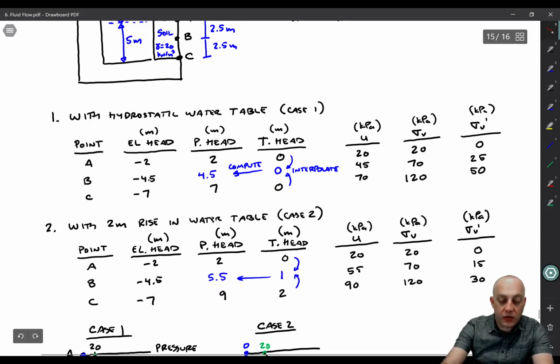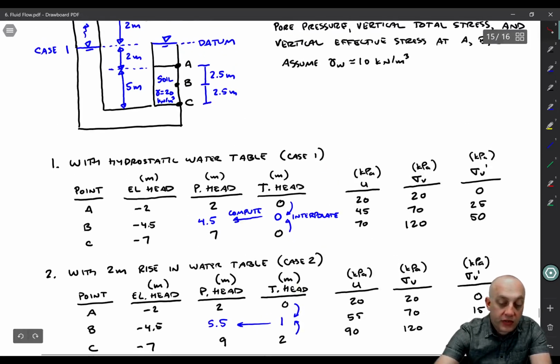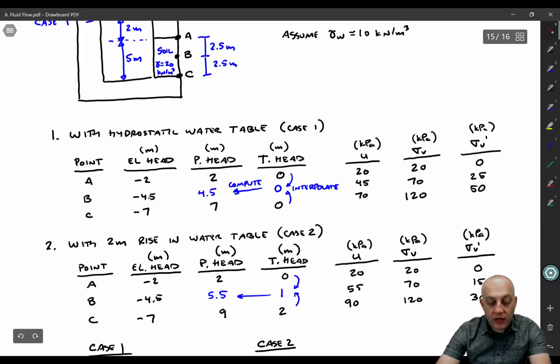And that means that the total head is 2 at point C, right? We do total head is equal to minus 7 plus 9, it's equal to plus 2. Okay, now we have to linearly interpolate the total head at point B, and so we get 1. Very easy linear interpolation. And then the pressure head is equal to the total head minus the elevation head, so you end up with a 5.5 in there. Notice if you sum up elevation plus pressure, you get 1, so it all works out.